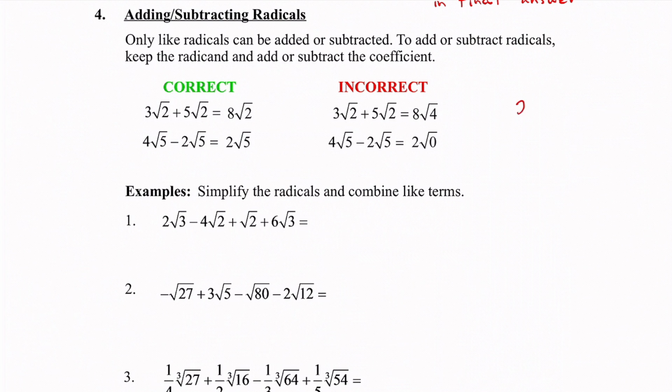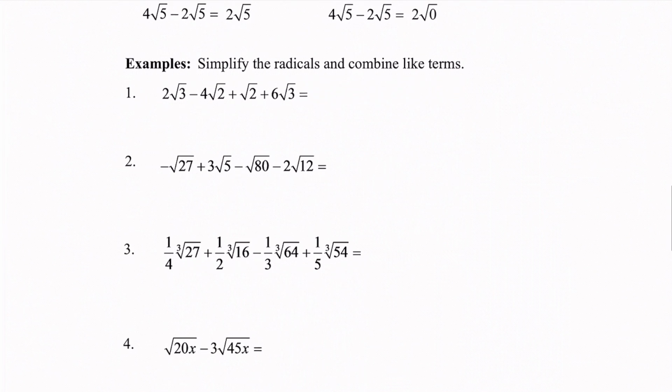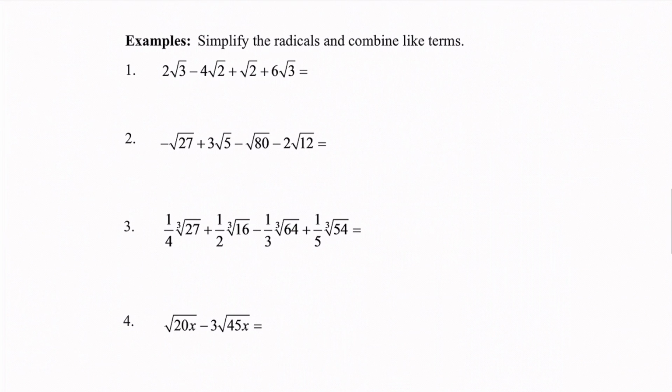It's kind of like when you've done some adding with polynomials. Maybe you had 2x plus, say, 3x. Total, you have 5 x's. You don't have 5x squared or something like that. You just have 5 x's. Okay, so we're going to do some examples here where we are going to simplify the radicals and then combine like terms, so add or subtract them.